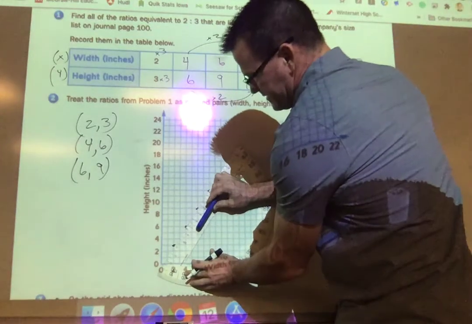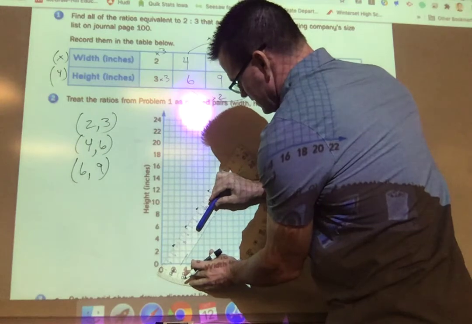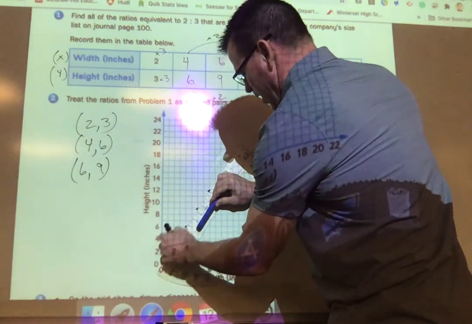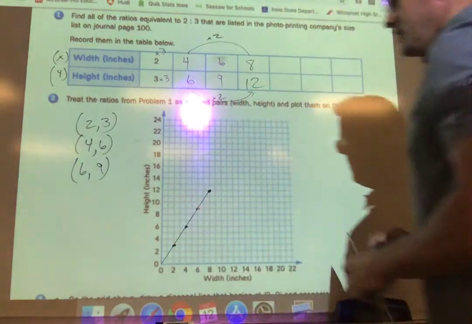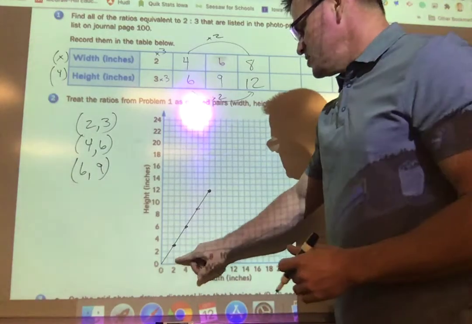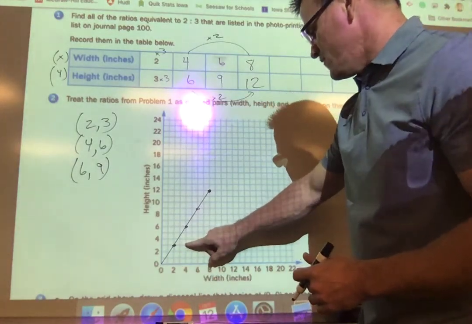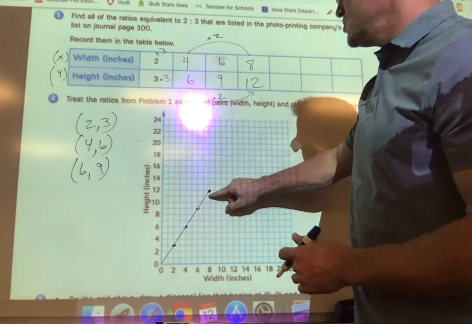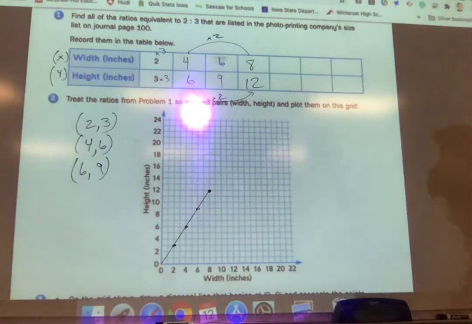Okay, so if I line this up and look at this rate, that'd be an example of graphing a line, the rate staying the same. And it looks like every time I go up 2, I go up 3. So I go over 2, up 3, over 2, up 3, over 2, up 3. So if I keep going at that same rate, it'll stay right on that line.